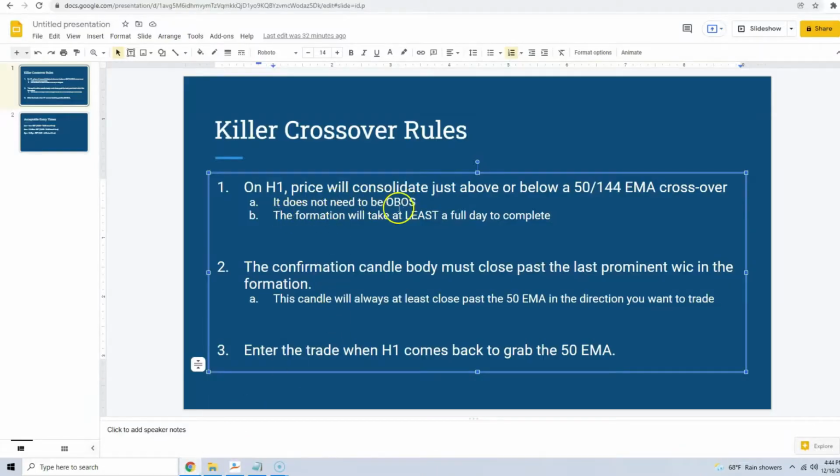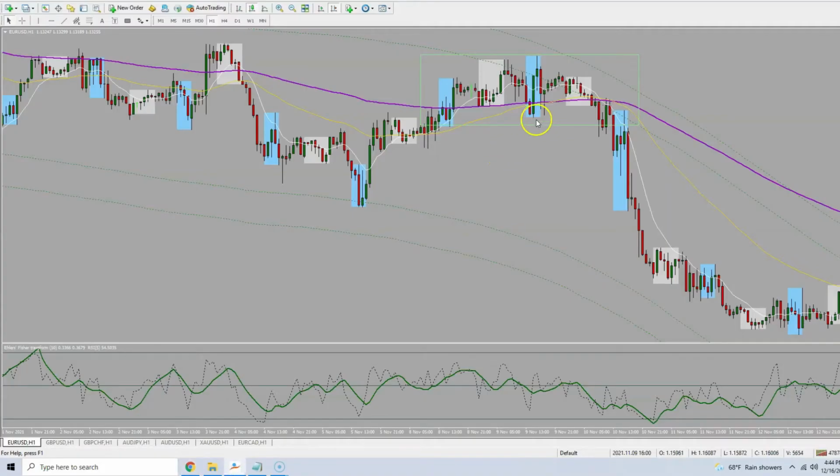It doesn't need to be overbought or oversold. That's OBOS, overbought, oversold. So as you see down here, the Ehlers Fisher is nowhere near our 90 level. So it's not overbought or anything like that. That doesn't matter in this strategy.